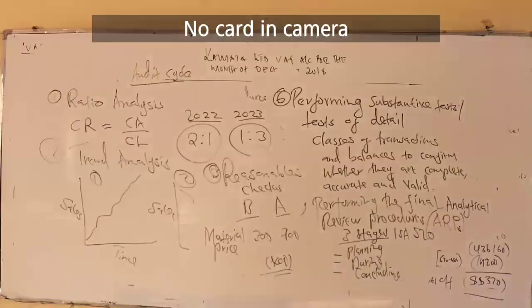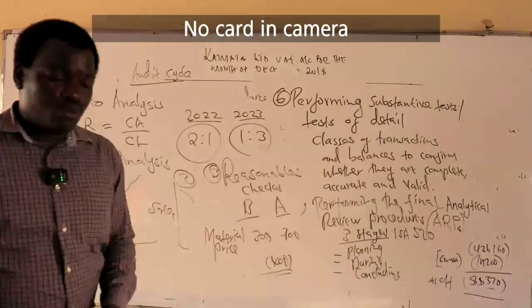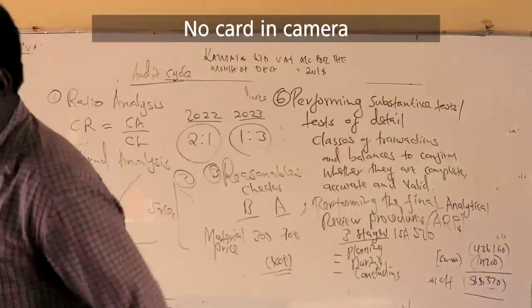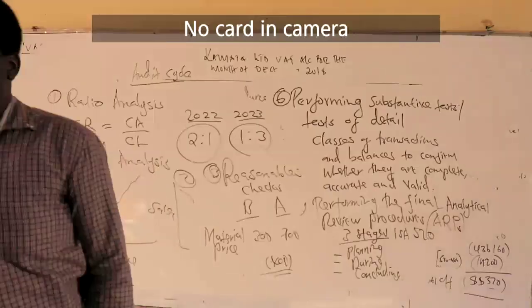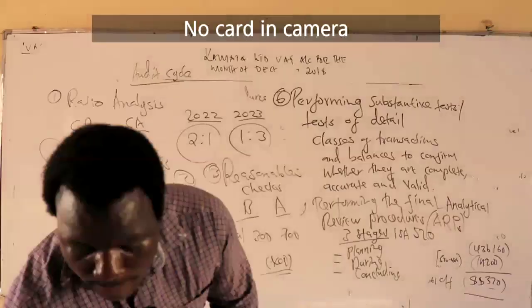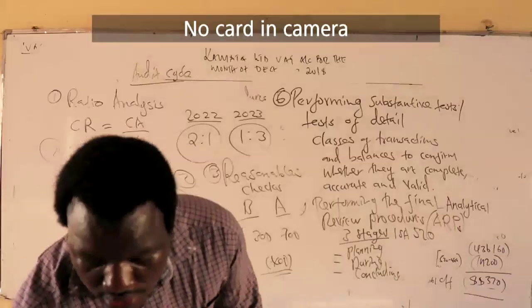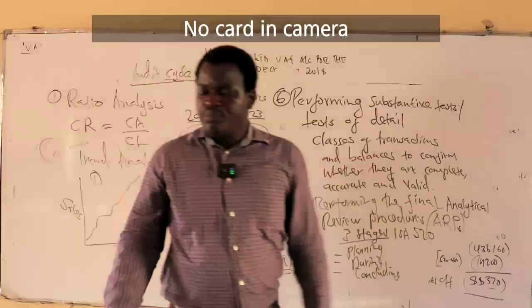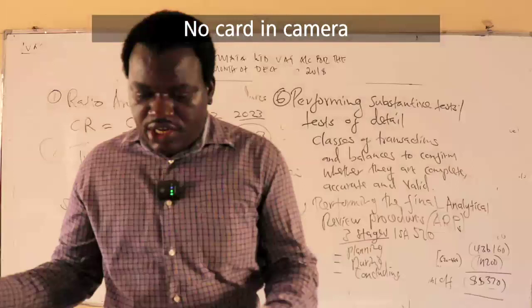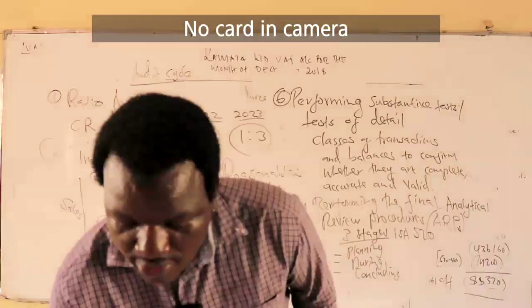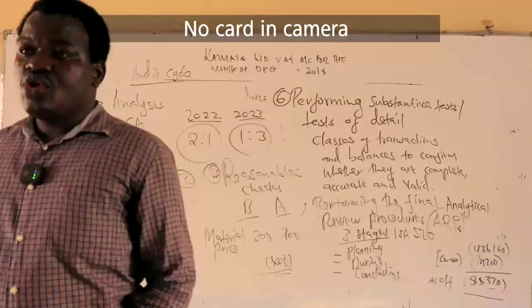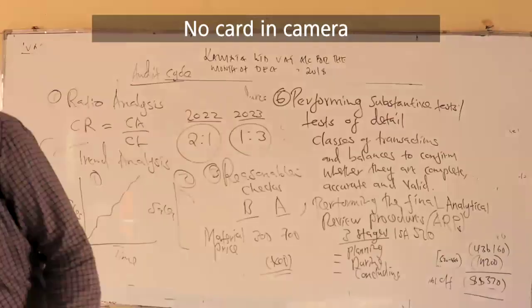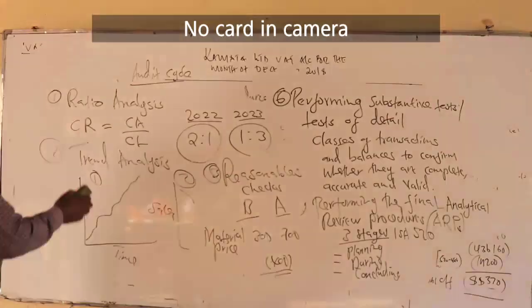The next one is stage number 8, concluding an audit. If you prefer, you can put it as audit finalization. Concluding an audit, or audit finalization. So before you draw an audit opinion, you must be able to finalize the audit.